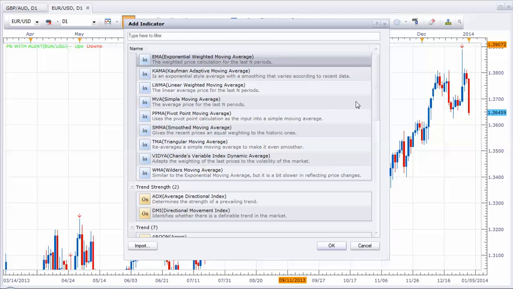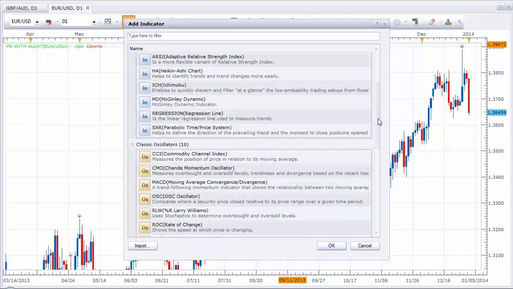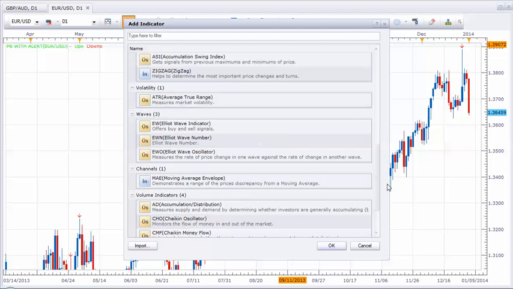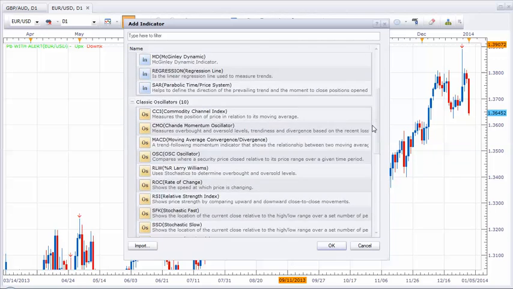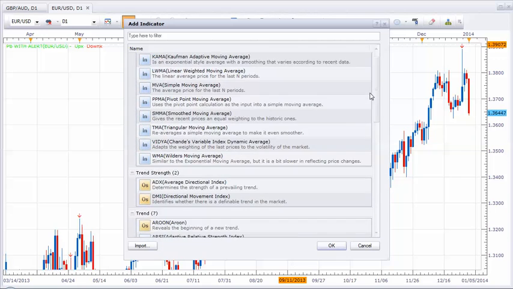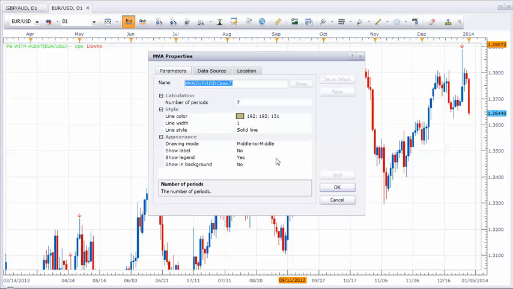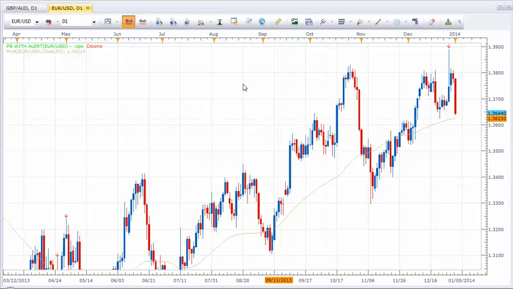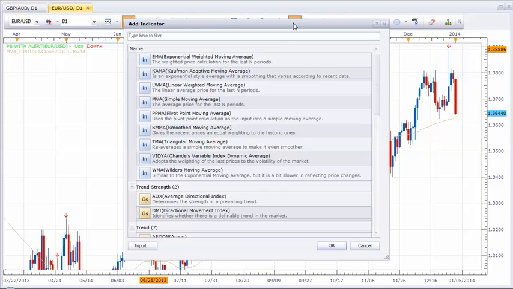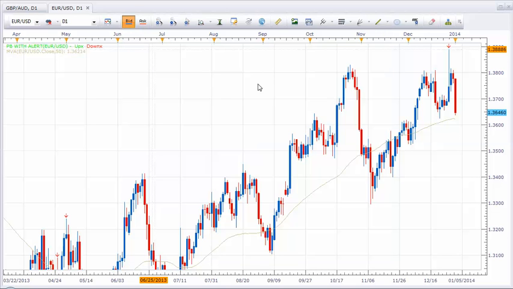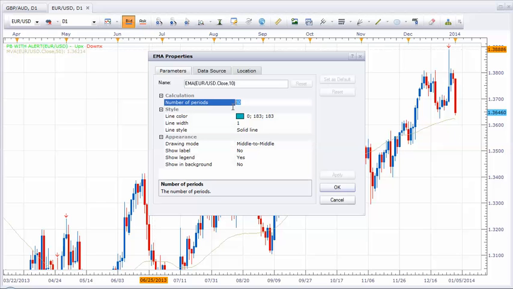Two indicators I'll always plot are the 50 simple moving average and the 200 exponential moving average. Here's the 50. Put that at 50. Okay, and exponential moving average. Look at that at 200.